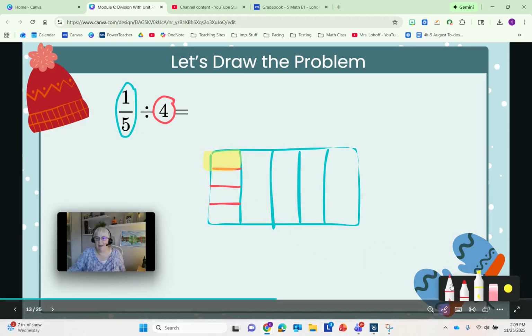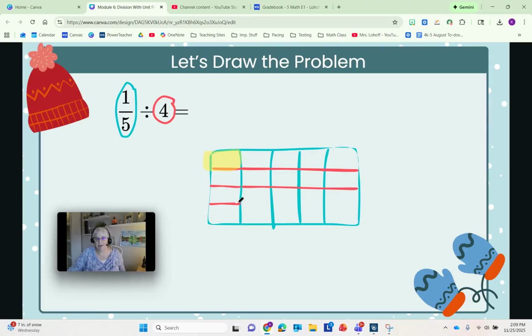In order to determine what that is, we have to extend our lines all the way across so that we can see what the entire whole is divided into. You might notice along this side we have 5, and along this side we have 4. That means that the total number of boxes will be 20, 5 times 4. We have one of those boxes colored in. So the answer to 1/5 divided by 4 is 1/20. 20 is bigger than what we started with, but you can see this tiny yellow box, 1/20, is much less than 1/5.